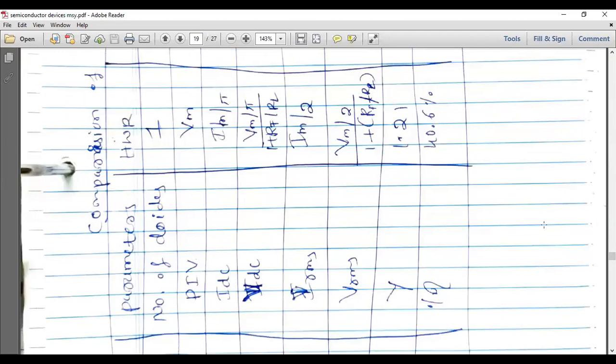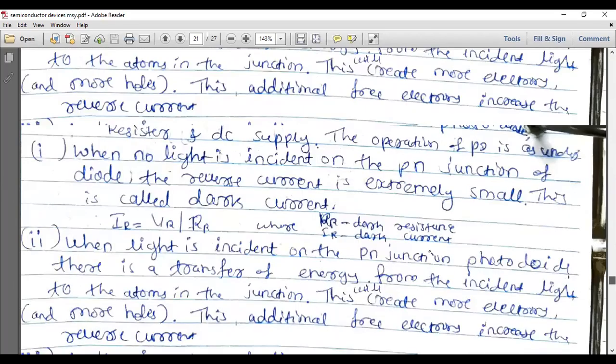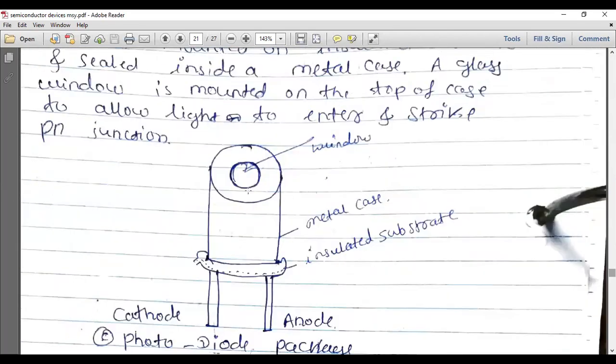Don't concentrate on the derivation part, okay? Only you have to remember the photodiode we have considered here now. This is a window and this is a metal case. The outside case is there. I showed a diagram, do you remember?